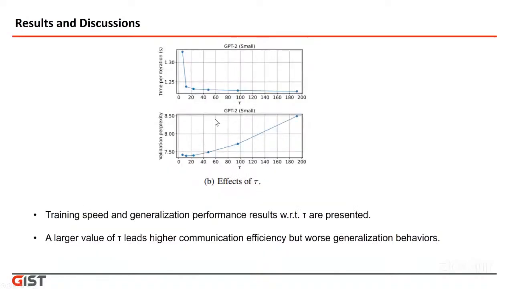And the second result shows that they use the GPT-2 small model, and they evaluate the training speed and the validation perplexity. So they achieve higher training speed when they increase the number of tau steps. But due to the less frequent communication, the model achieves a worse generalization effect. So the perplexity of the model increases when we increase the tau steps.